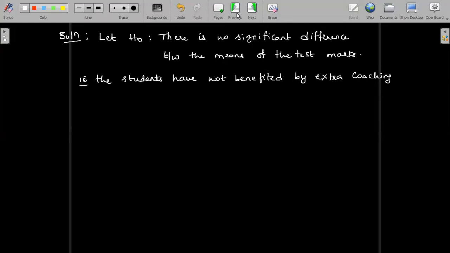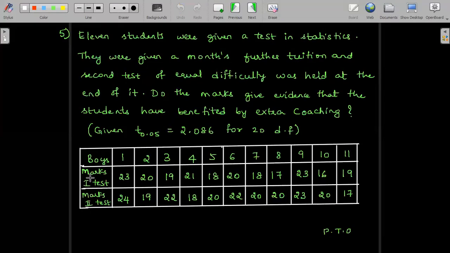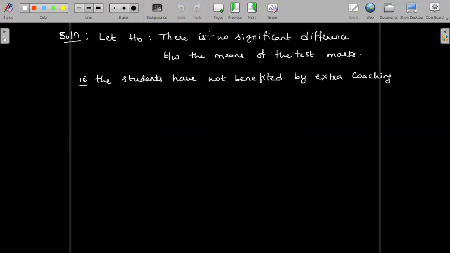So in the data, we saw that two test marks are mentioned for each of the boys 1 to 11. After the first test, extra coaching or tuition was given for the students, and another test of equal difficulty was given, and their marks are mentioned for us. So the hypothesis says whether the students have benefited by extra coaching or not. So when I assume that there is no significant difference between the means of the test marks, then it is one and the same as assuming the students have not benefited by extra coaching.